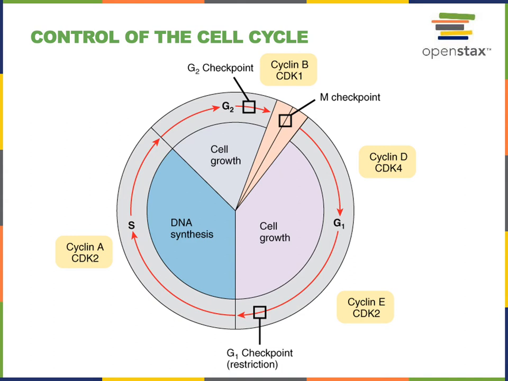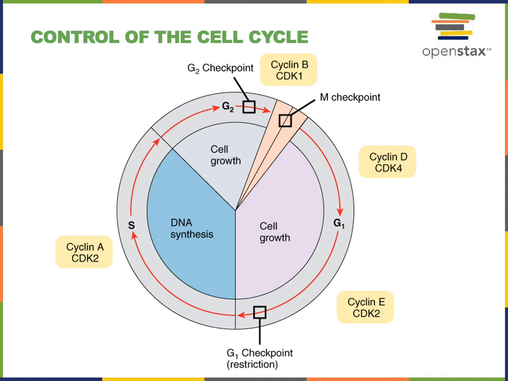Similarly, the accumulation of cyclin A leading to activation of the cyclin-dependent kinase CDK2 will be required in order to advance the cell cycle further through S phase and G2 phase to progress into the M phase of the cell cycle. And then the accumulation of cyclin B and CDK1 will be required in order to proceed past the M checkpoint during mitosis before cytokinesis will produce two daughter cells.